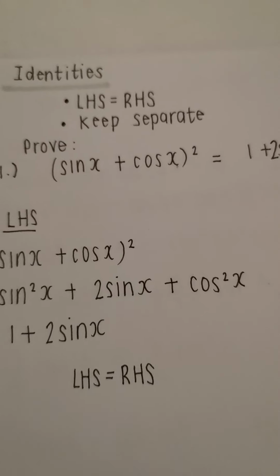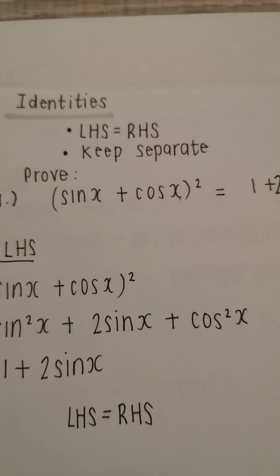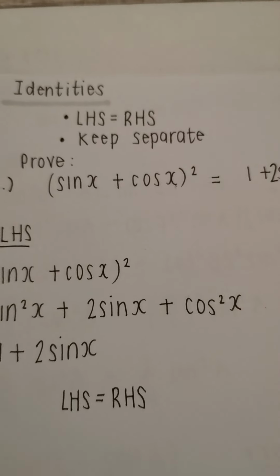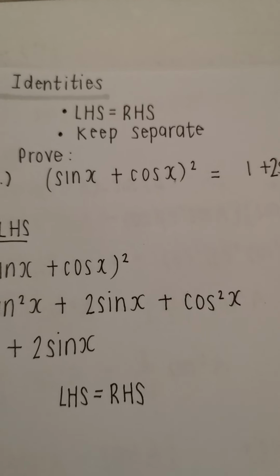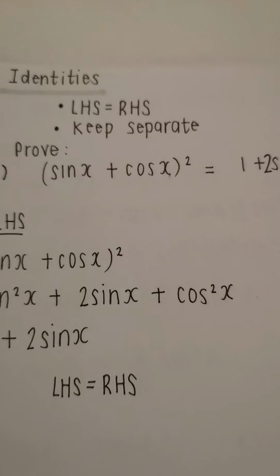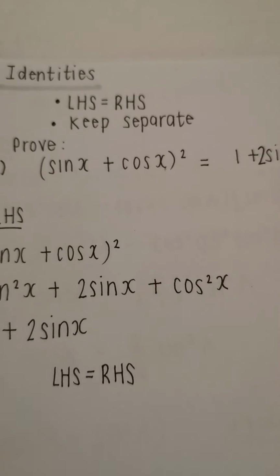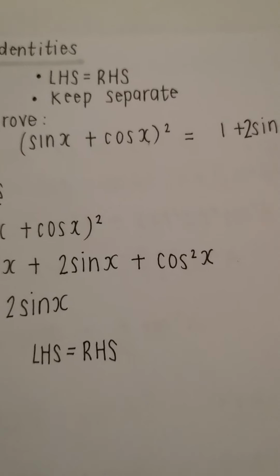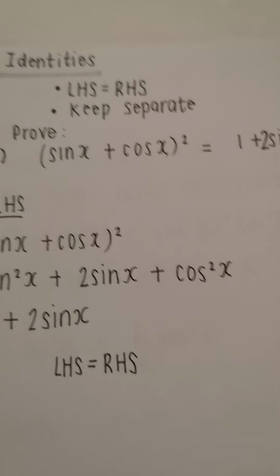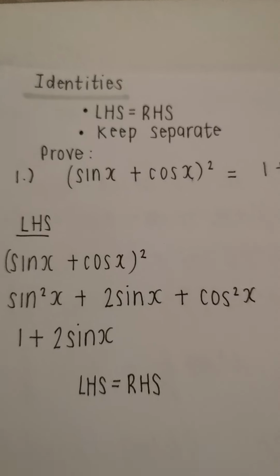I've included a few of them very similar to the ones that we were doing in class. You generally work with the more complicated side. Sometimes you can work with both sides. Don't forget you are allowed to use any of your factorization rules in between here. You are allowed to multiply out of brackets. You are allowed to use your identities. You are allowed to use a reduction formula. You're allowed to use all of that, okay? As long as you keep each side separate, okay?